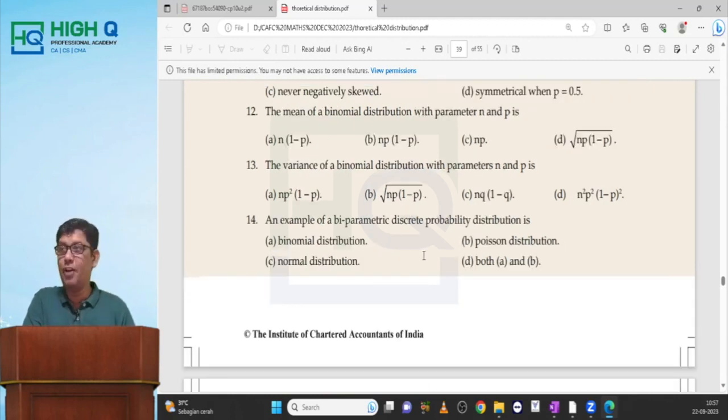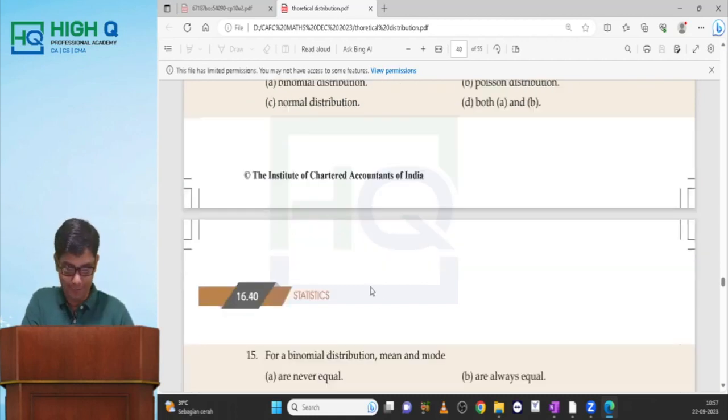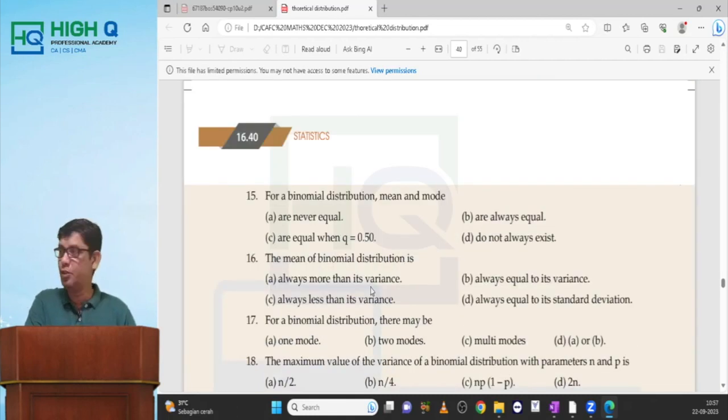An example of biparametric discrete distribution. Are you able to solve or not now? For a binomial distribution, mean and mode are equal when P is equal to Q is equal to 0.5. That is given, na, mean equal to median equal to mode when P is equal to Q is equal to 0.5. My dear, everything is given to you. That introduction covers the entire theory.